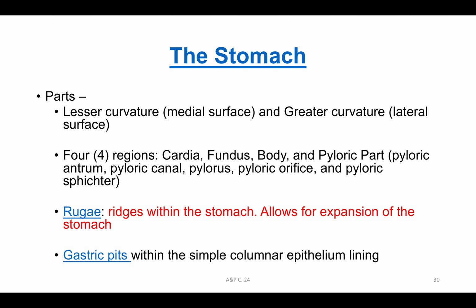And we talked about the different parts of the stomach: the middle of the stomach is the lesser curvature and the outside is the greater curvature. There are four regions: the cardia, the fundus, the body, and the pyloric part.